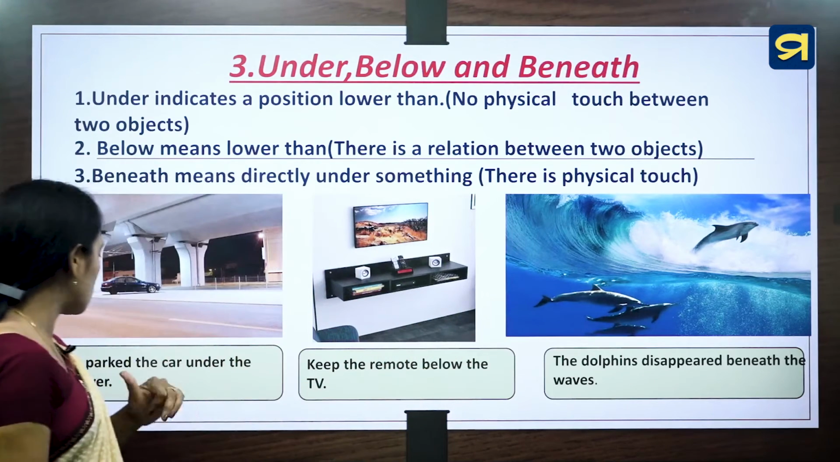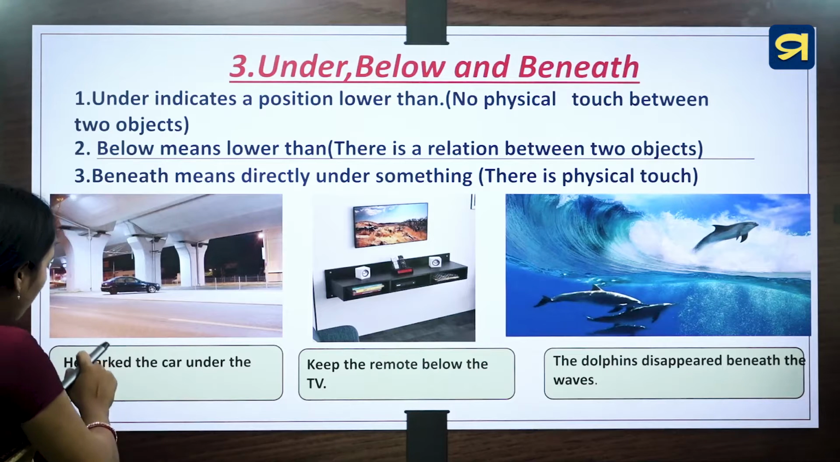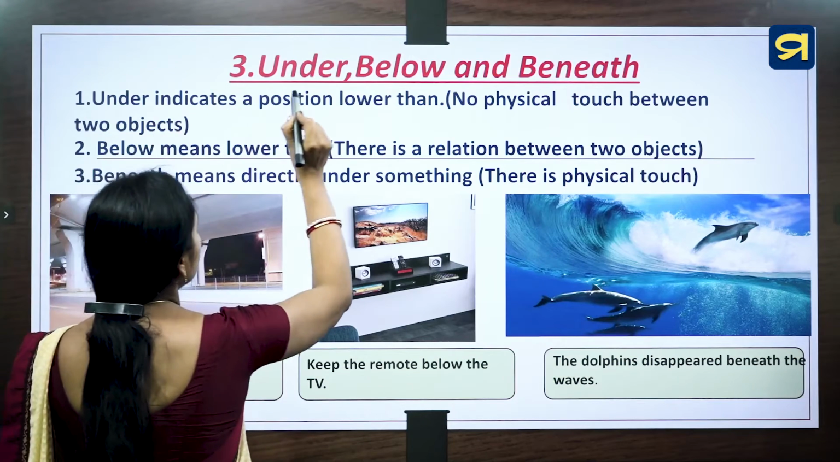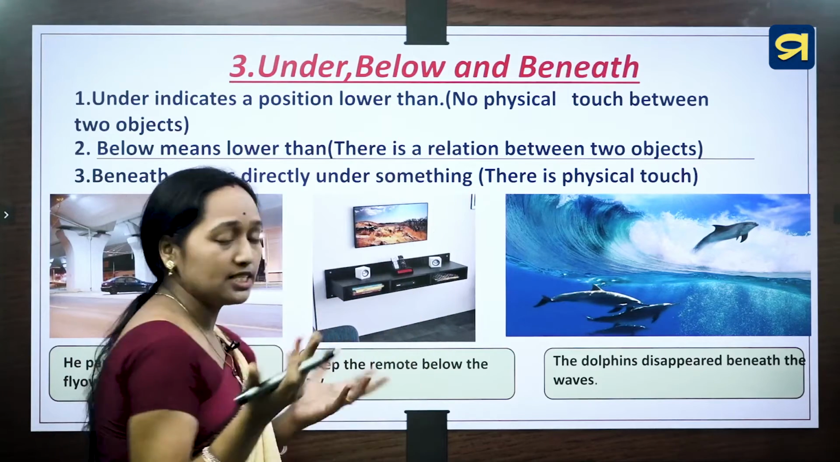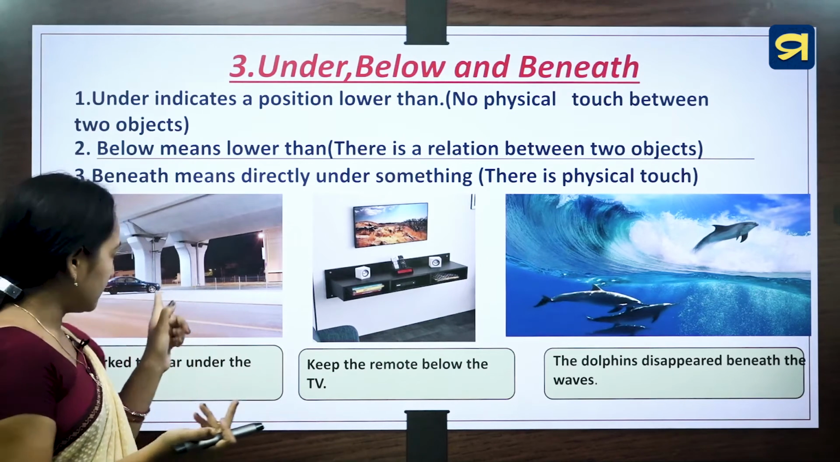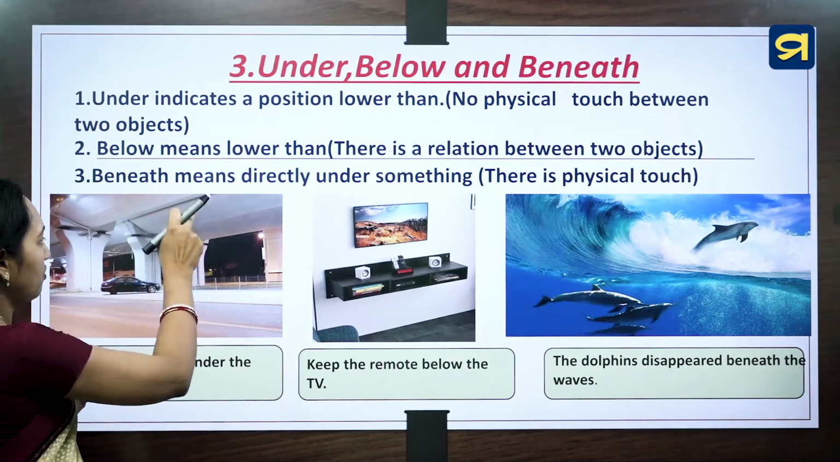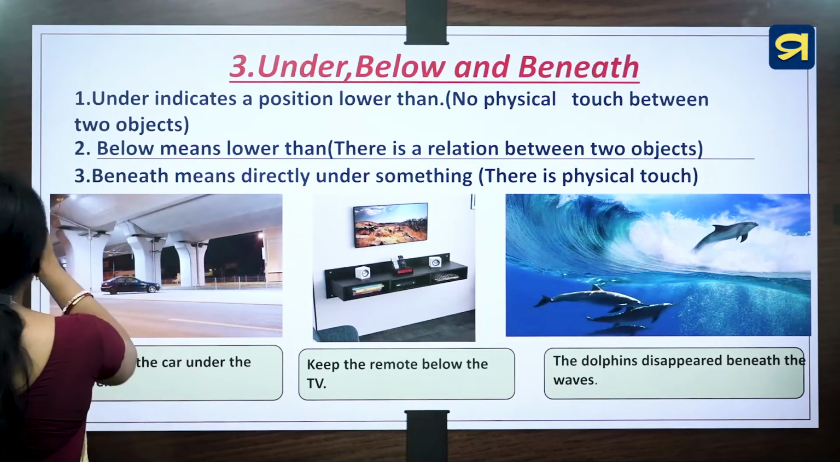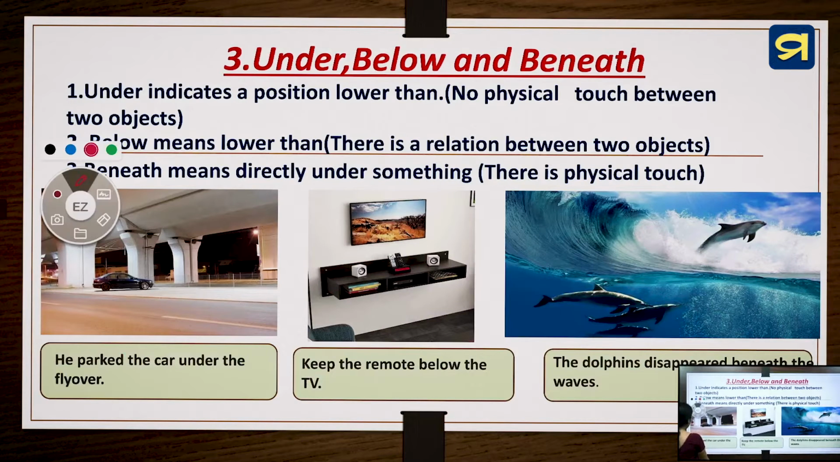Now look at the pictures. This is the first image. He parked the car under the flyover. Students, you just look at this picture. There is a car and this is your flyover. So what I told you, under indicates a position lower than and there is no physical touch. You just look. Is there any physical touch? There is no touch. This is your flyover and this is your car. So in this case, we can use under. He parked the car under the flyover.